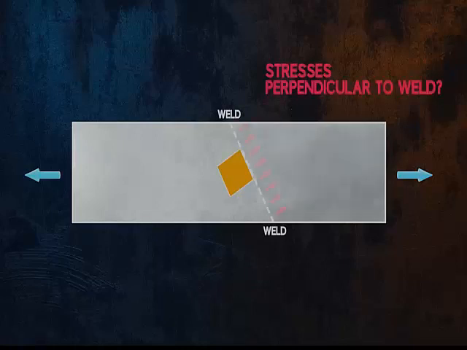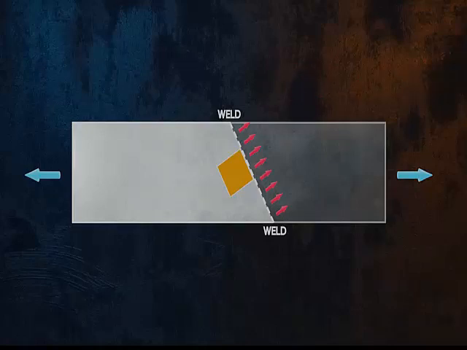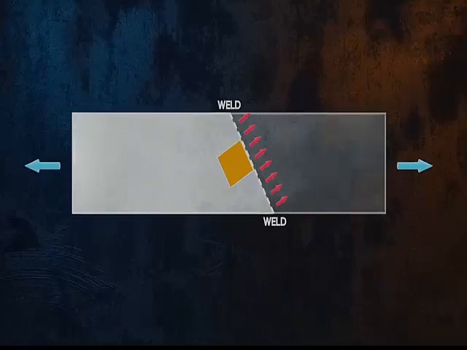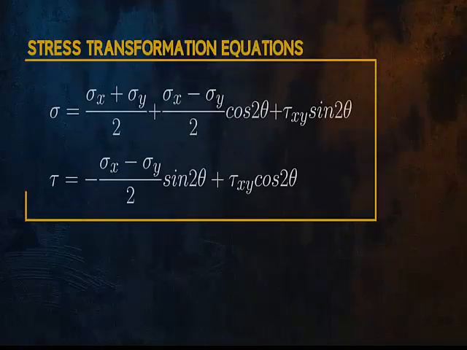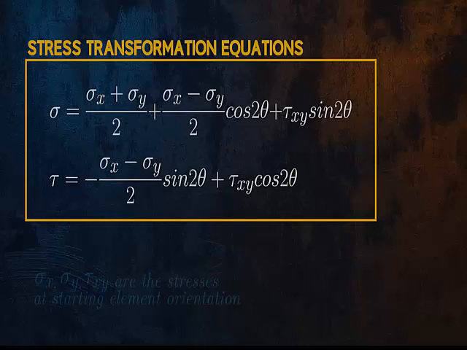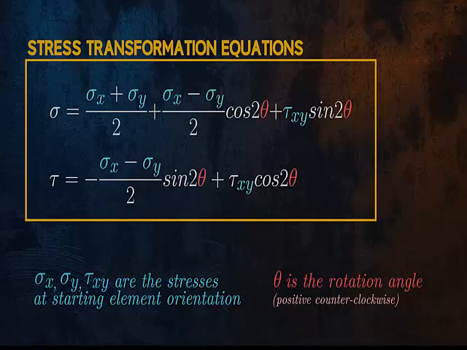weld. Depending on how we choose to orient our stress element, we will get different values for the normal and shear stress components. We can calculate what the normal and shear stresses will be as we rotate our stress element by using the stress transformation equations. The inputs to these equations are the normal and shear stresses at the starting orientation of our stress element, and theta, the angle through which we are rotating the element. Theta is positive for counterclockwise rotation.